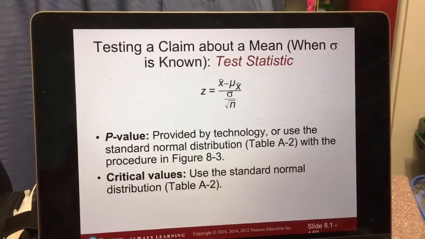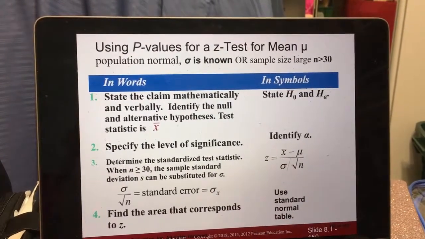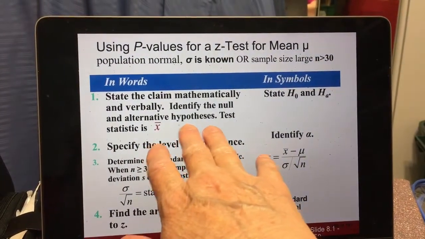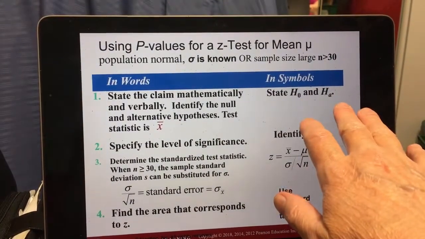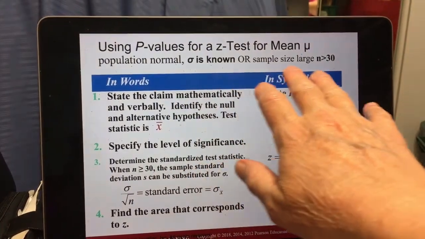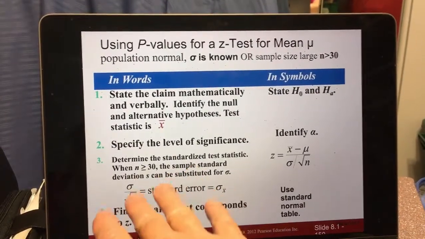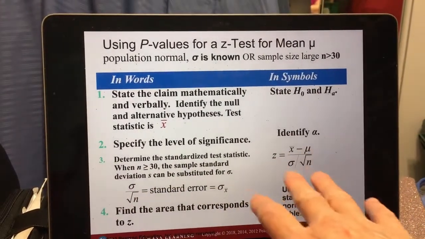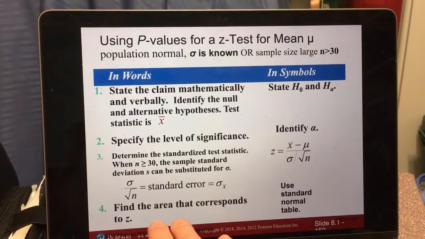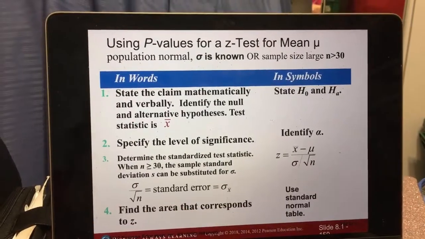Okay, so here's our little cheat sheet. And again, this should look very familiar. We've got our X bar as our test statistic. We state our H sub O and our H sub A. Our qualification is that sigma is known or our sample size is large, or our population is normal. We have our standard error, which is going to go into our formula for our critical value, our standardized test statistic. We're going to find the area that corresponds to z. So that would be our p-value here.